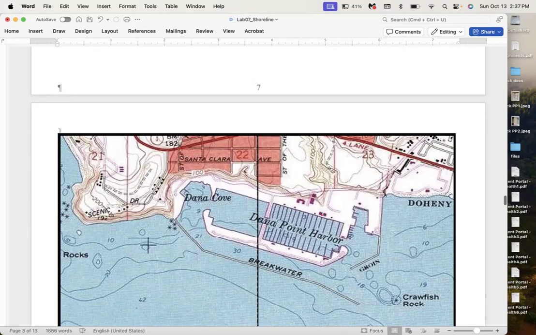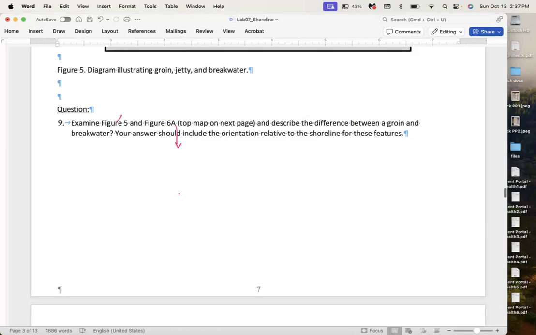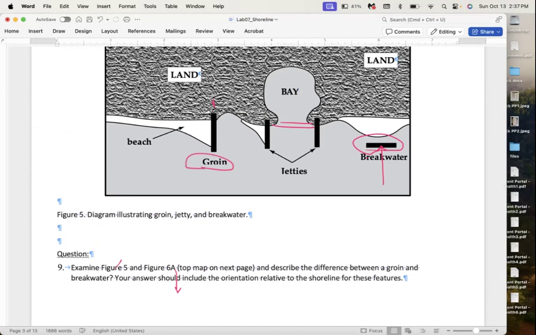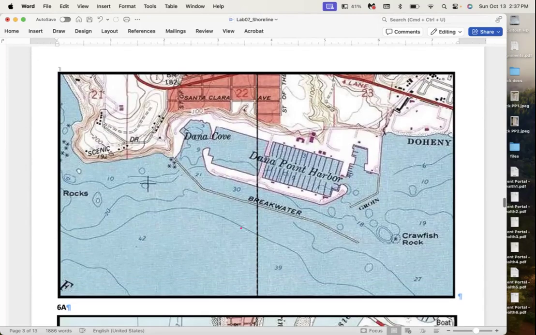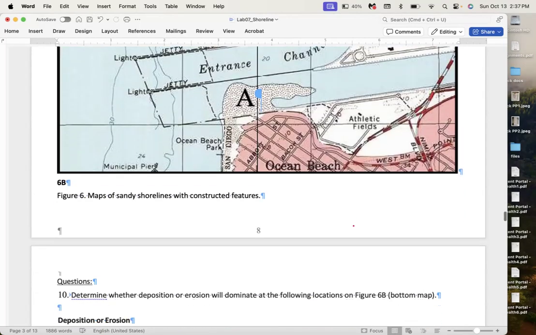So then you're asked a few questions about that. Figure 5, of course, is the one we just looked at up here. Figure 6 is the one below this, and it's asking you to look at figure 6A, which is the top map on the next page, and describe the difference between a groin and a breakwater. So this one has the groin here and the breakwater over here. This one, you can find the breakwater and the groin. And I just want to know if you know the difference between them.